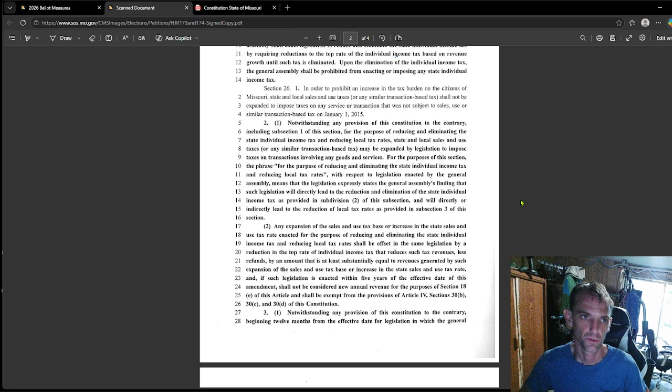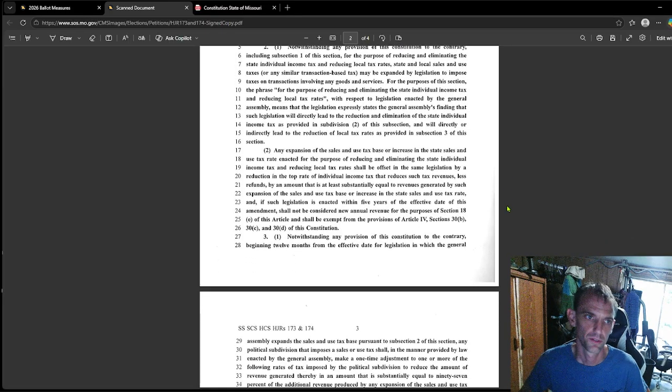For the purpose of this section, the phrase "for the purpose of reducing and eliminating the state individual income tax and reducing local tax rates" with respect to legislation enacted by the General Assembly means that the legislation expressly states the General Assembly finding that such legislation will directly lead to the reduction and elimination of the state individual income tax, as provided in subsection 2 of this section, and will directly or indirectly lead to the reduction of local tax rates as provided in subsection 3 of this section.